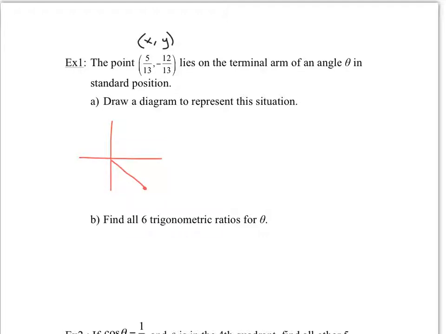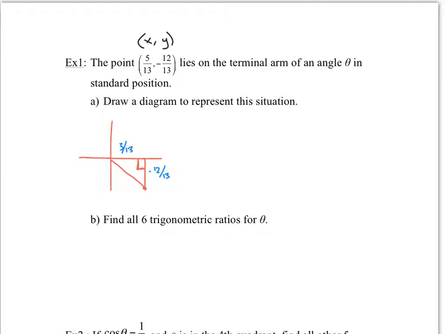Notice that you can draw a right angle triangle from that point. So the x value is 5 over 13. And the y value, we're going to write it as negative 12 over 13. We understand it's a distance, so it can't necessarily be negative, but we'll write it as negative because we're showing that the y value is negative in the fourth quadrant. So draw a diagram of this situation.